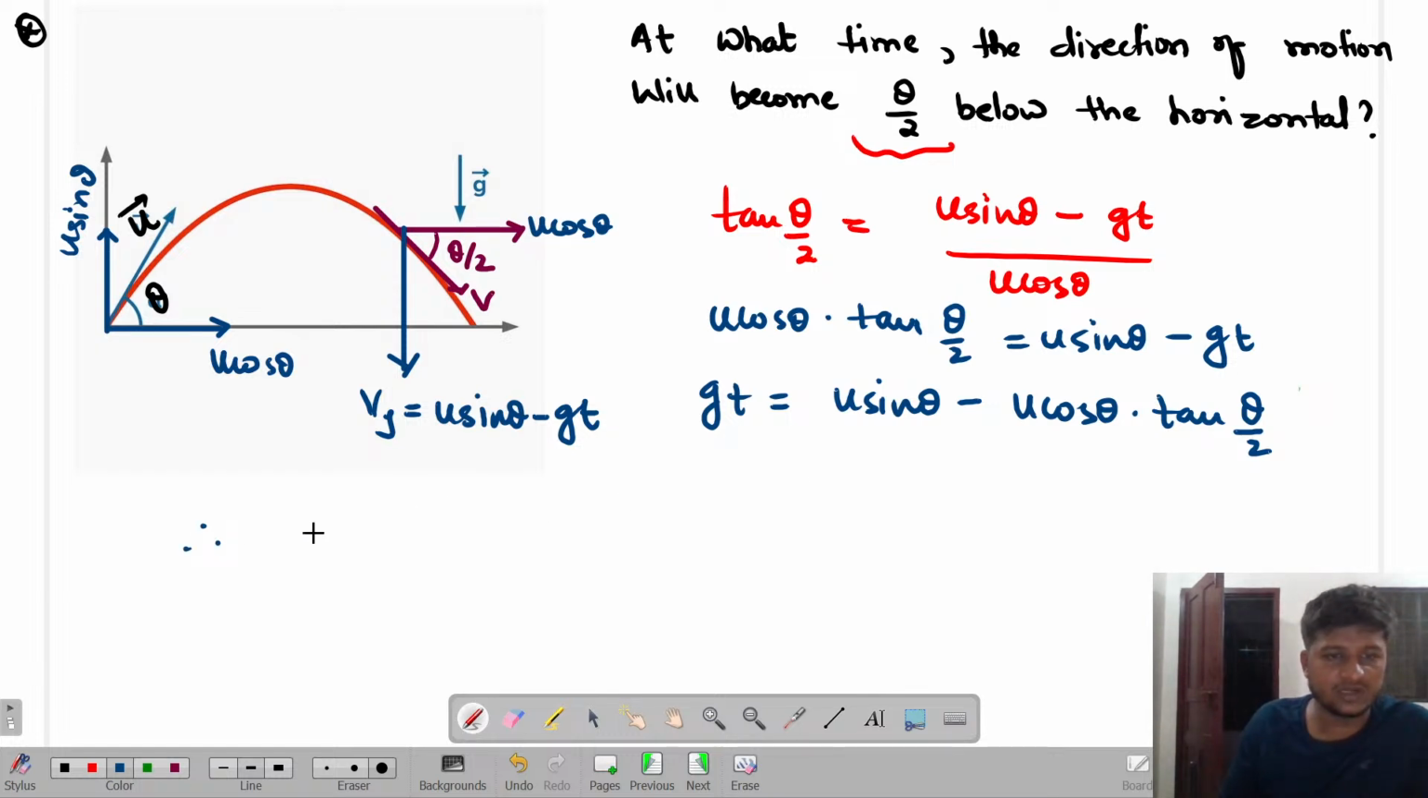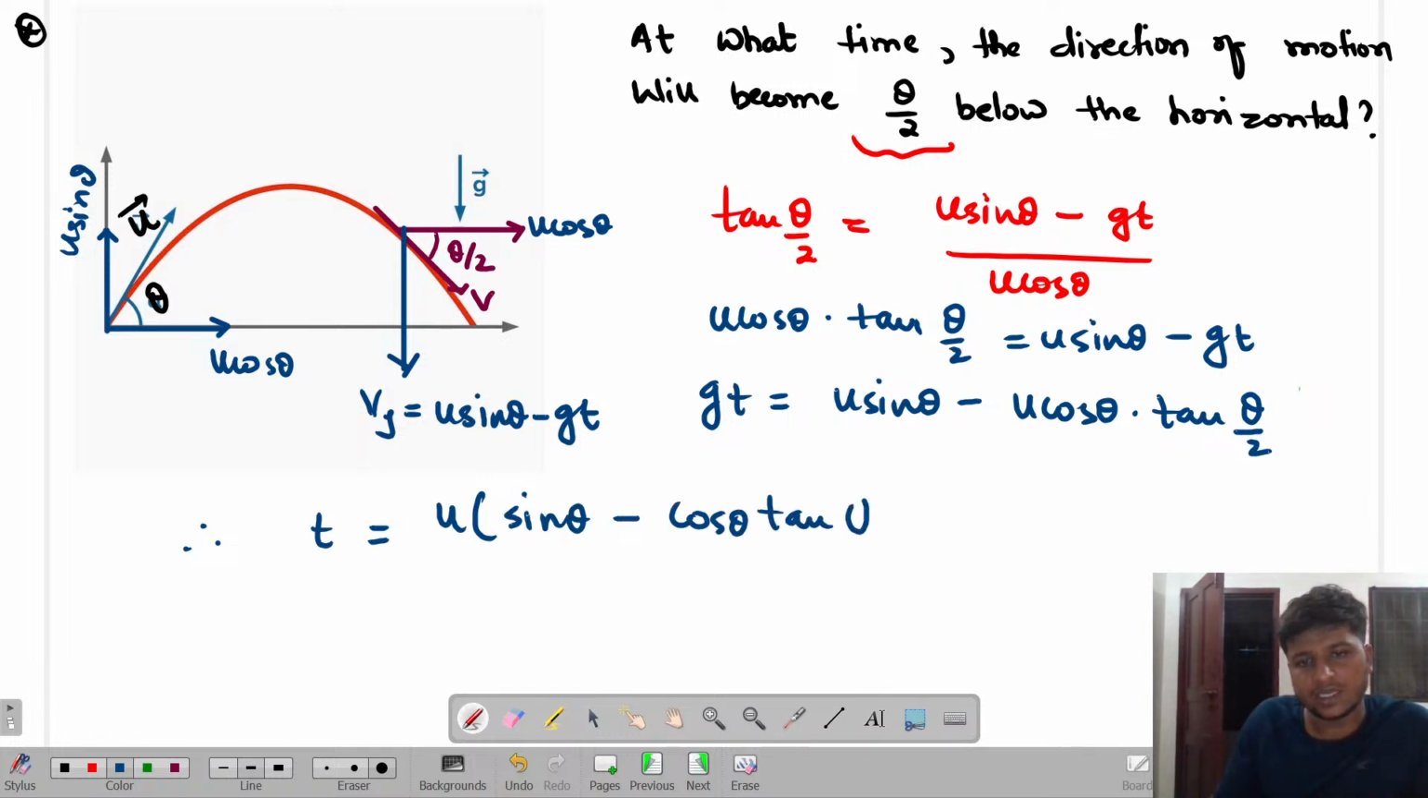So therefore the time when it becomes half angle is, I can take u common, sin theta minus cos theta tan theta by 2 divided by g. That's your answer.